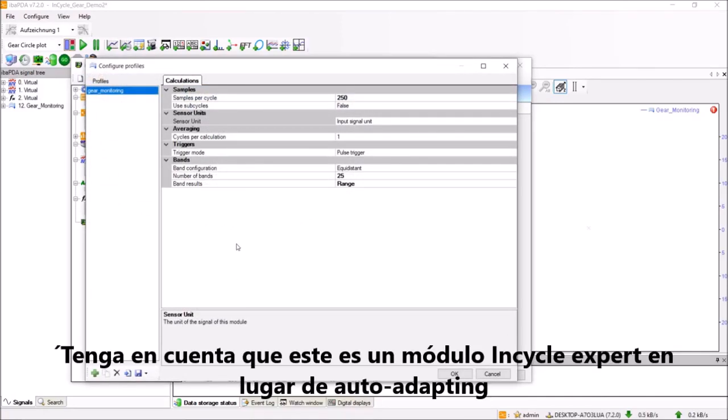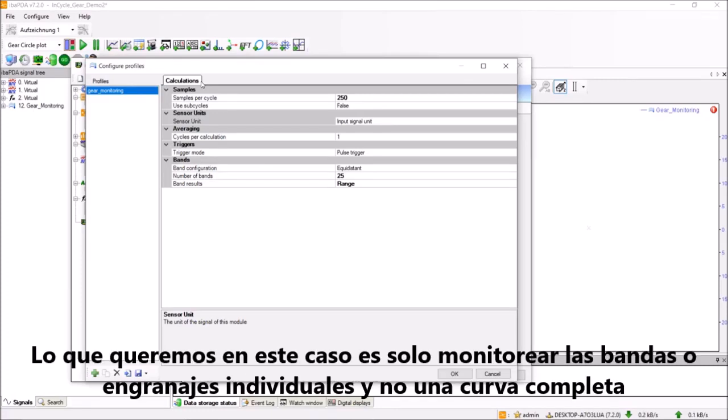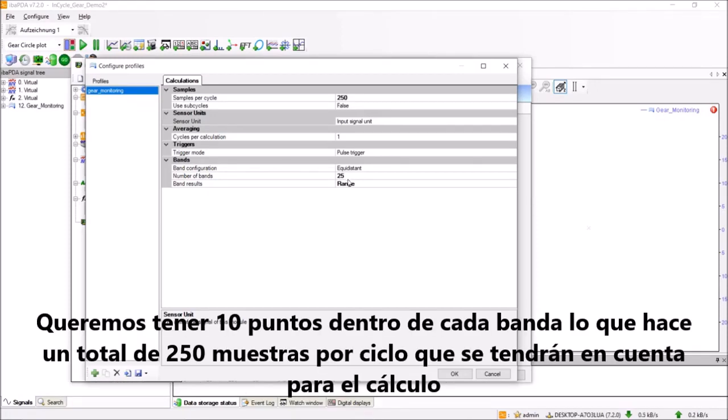Note that this is now an ibaInCycle expert module instead of auto-adapting. This means we only calculate, we have no teach settings anymore. What we want in this case is just to monitor the single bands or gears and not a whole curve. We have 25 gears and we want to monitor every gear individually. So we divide our cycle into 25 bands. We want to have 10 points within each band, which makes a total of 250 samples per cycle that will be taken into account for the calculation.